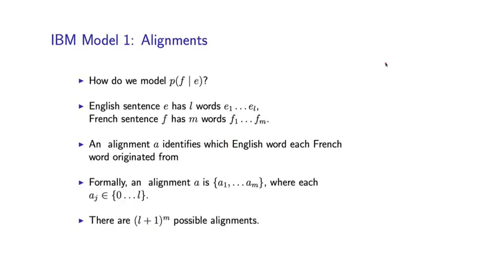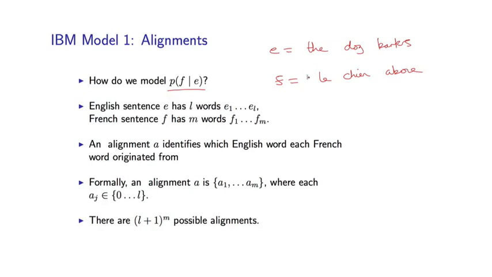Okay, so now let's talk about IBM Model 1. The critical question is, how do we define a model, P of F given E? So we might, for example, have an English sentence, like "the dog barks." So this is E. And this is a French sentence, say this sentence here, which I believe is a reasonable translation into French, although my French is terrible.